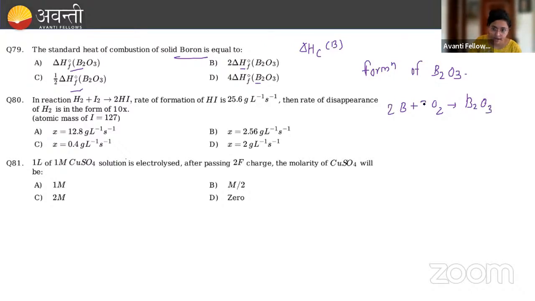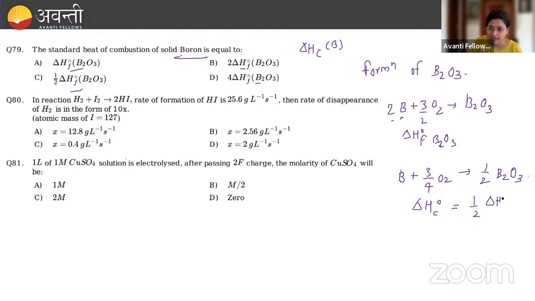2B and here 3/2 O2 gives B2O3. Here the delta H of formation for B2O3. This is the reaction for delta H of formation of B2O3. So the balanced equation for the combustion of 1 mole of boron will be how much? This is the formation of B2O3, but in the problem we have asked for boron only, solid boron. Here there are 2 borons. So what I will do, I will divide this equation by 2. And I will get 3/4 O2, and we will get 1/2 B2O3. So this is the combustion for boron. This combustion is equal to 1/2 of delta H of formation of B2O3. So our correct answer will be option C.